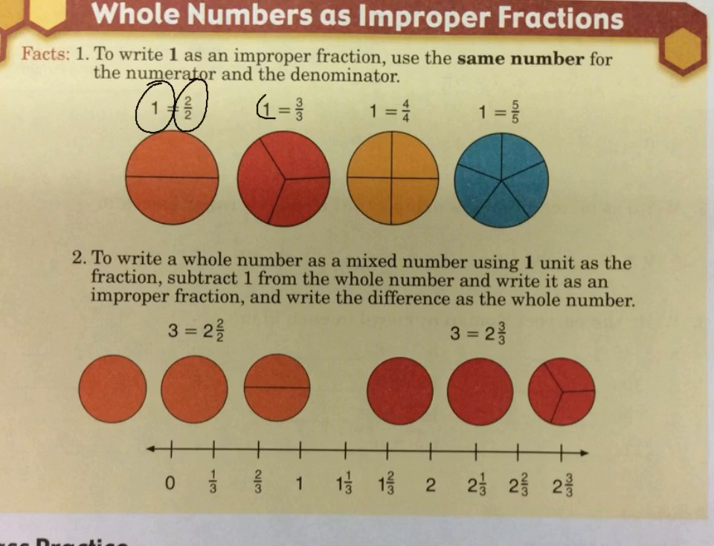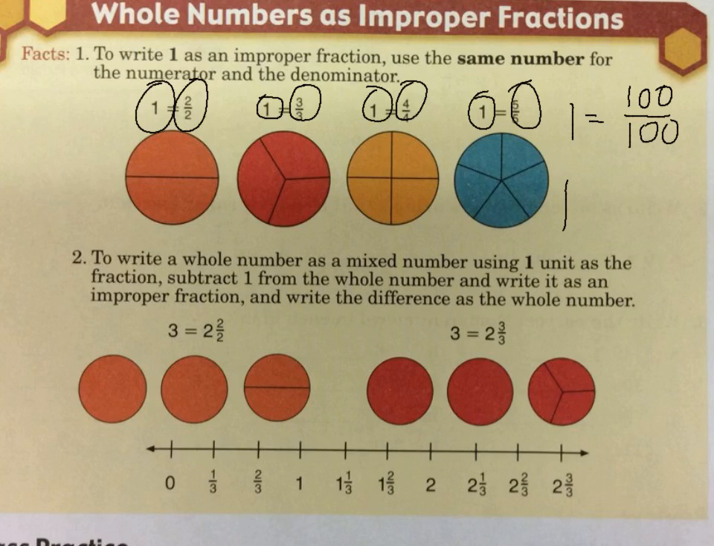And 1 also equals 3 over 3. Notice they use both the numerator and bottom number denominator being the same as 3's. 1 can equal 4 over 4, or 1 can equal 5 over 5. So what we're seeing here is 1 can equal anything over itself. I could write 100 over 100, and 1 equals that.